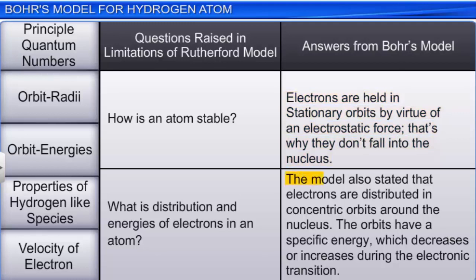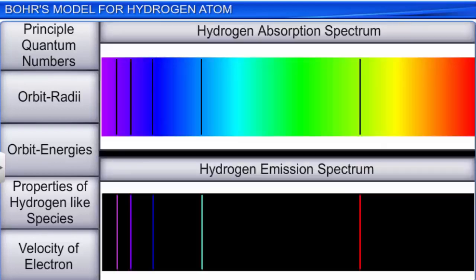The model also stated that electrons are distributed in concentric orbits around the nucleus. The orbits have a specific energy, which decreases or increases during the electronic transition. In addition, it helps to quantitatively explain the emission and absorption line spectra of hydrogen and hydrogen-like species. Let's see how.